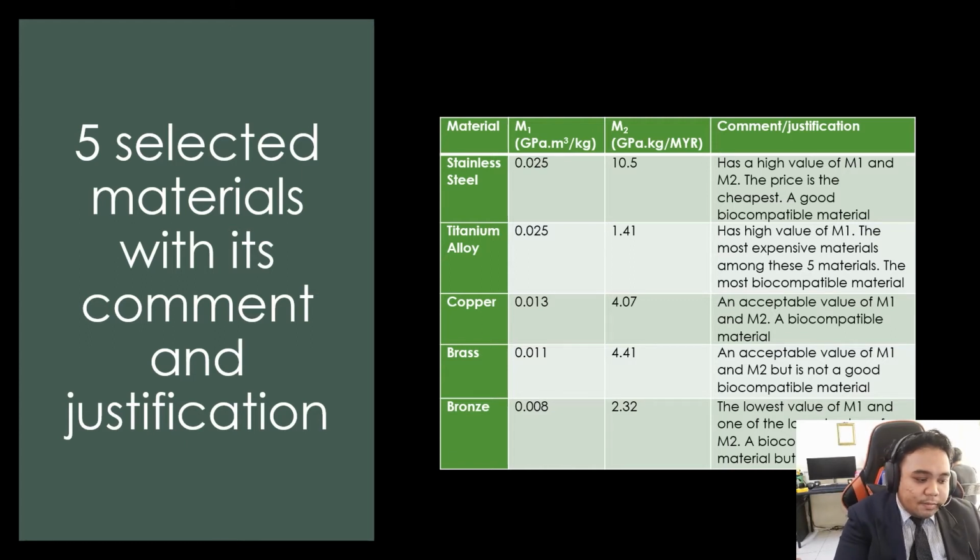After careful analysis, brass and bronze will be eliminated. This is because brass is not a biocompatible material, and the price for bronze is also quite expensive. Even though titanium is the most expensive, it is the most biocompatible material, so it will go through to the next stage, which is the ranking.